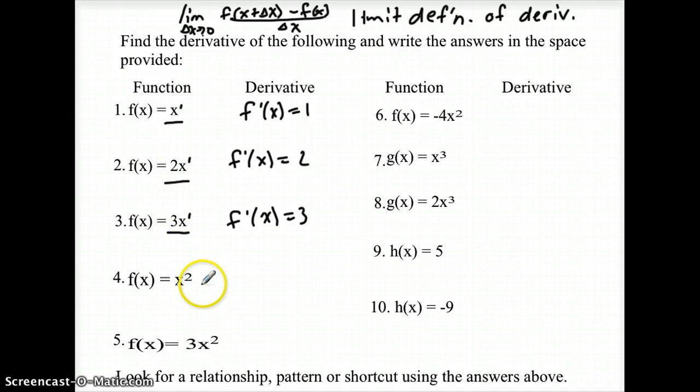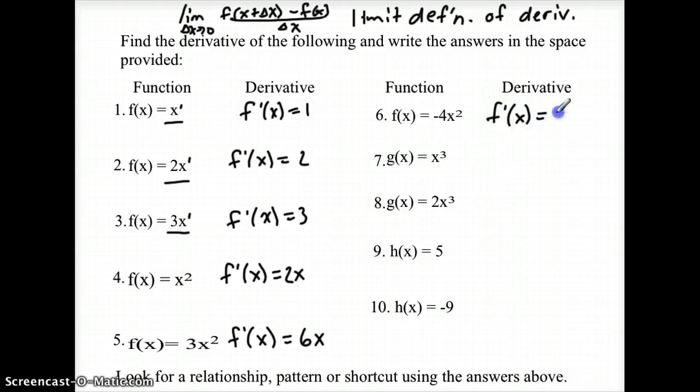All right, let's look at quadratic functions. The derivative of x squared is 2x. The derivative of 3x squared is 6x. The derivative of negative 4x squared is negative 8x. Do you see a pattern in that? Notice this 2 became the coefficient and the power went down to a power of 1.